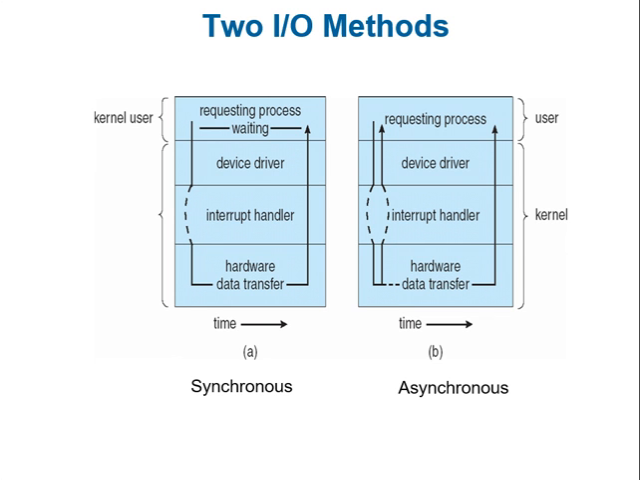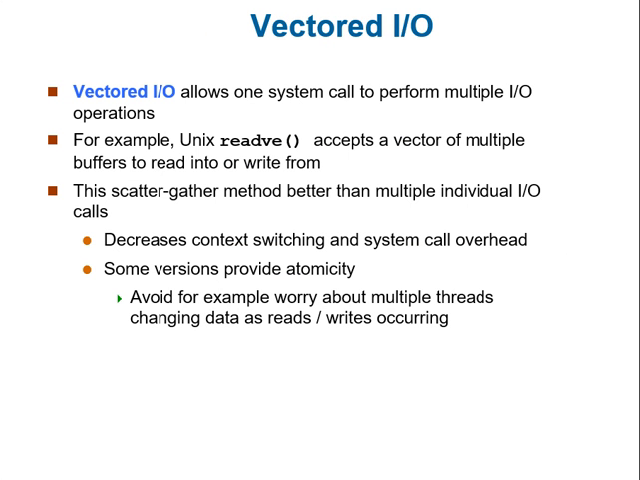Other than that, some OSes provide another major variation of I/O using the application interface, like vector I/O, which allows one system call to perform multiple I/O operations, involving multiple locations as well. For example, here the readv function or system call accepts a vector of multiple buffers and either reads from a source to the vector or writes from the vector to a destination.